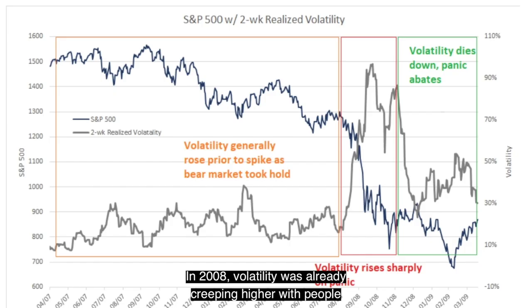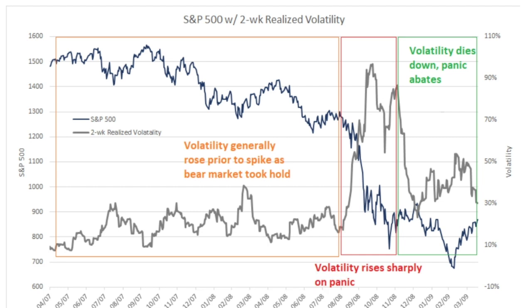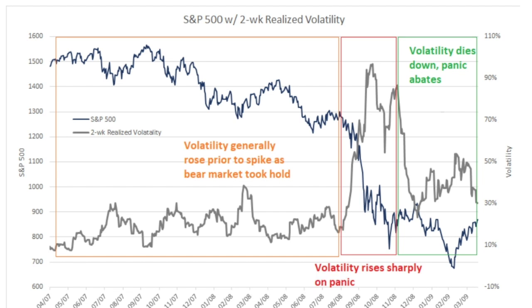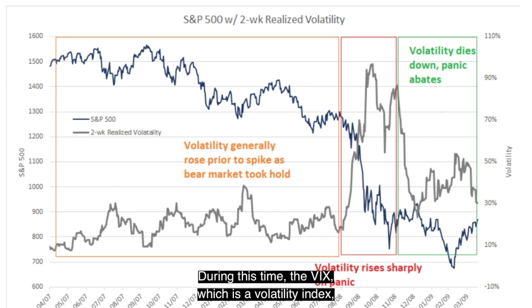In 2008, volatility was already creeping higher, with people feeling the stress in the financial system. Just before things got really wild, 2-week volatility was already at 41. As an example, S&P 500 volatility at the moment is about 10. From there, the S&P 500 fell another 27% in 5 weeks, which saw short-term volatility go to almost 100. During this time, the VIX, which is a volatility index, went from 36 to 80. In the year following, volatility normalized with 2-week vol around 20 to 23.